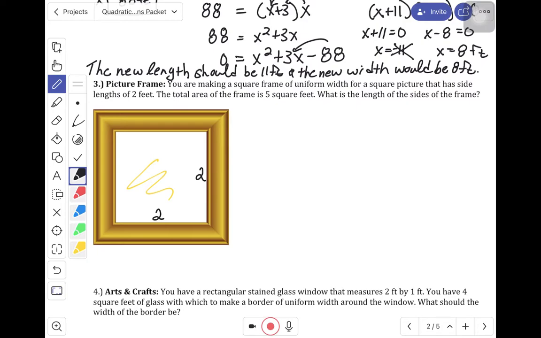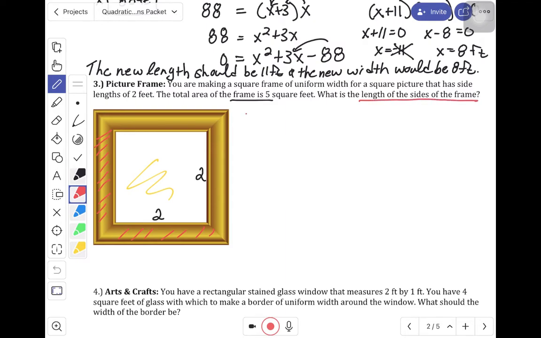It tells us that the total area of the frame itself is 5 square feet. When I look at the area of the frame, I'm thinking about the material I would use to build the frame. And they're telling me I have 5 square feet of material with which to build this frame. Ultimately, they're asking us, what is the length of the sides of the frame? So what I don't know is the length of the sides of the frame.